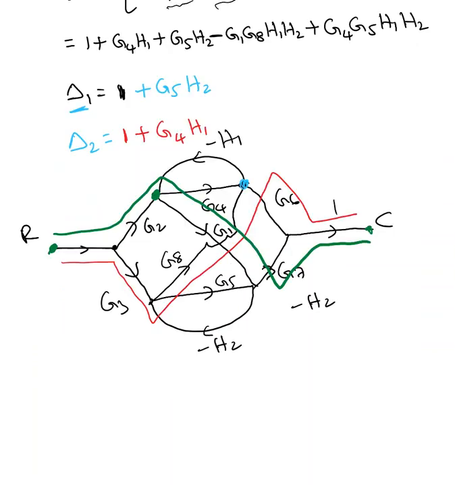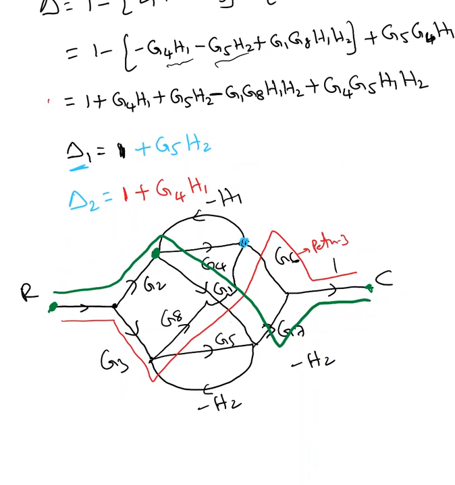Now delta 3, delta 4. Okay, so path 3, here is path 3. Here is delta. To find out delta 3, see, are there any elements, not only elements, nodes also, that are not touching path 3. So delta 3 equal to 1 plus G4 H1, that's touching that node, so eliminate that. G5 H2, that node is touching, so eliminate that. G1 G8 H1 H2, those nodes are touching, so eliminate everything else. Delta 3. Delta 4, that's a green path.